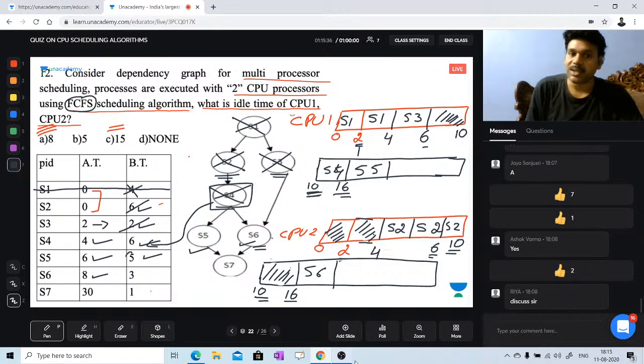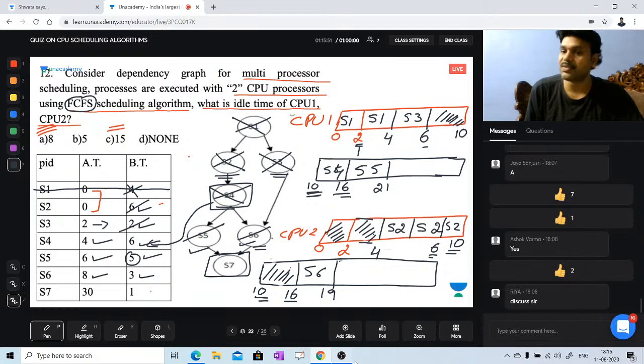S5 requires 5 units of time, so up to 21 it will run. And S6 requires 3 units of time, that is up to 19 it can run. Now you observe, after S5 and S6, I cannot run S7 unless and until S5 and S6 are completed. Therefore, what will happen? Till 21 this is also S2 underway. So two more units are idle here.